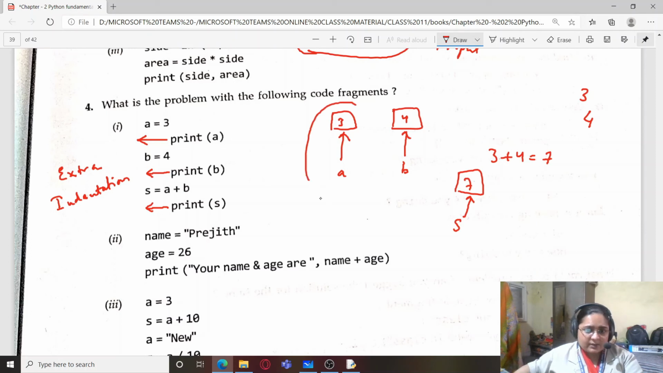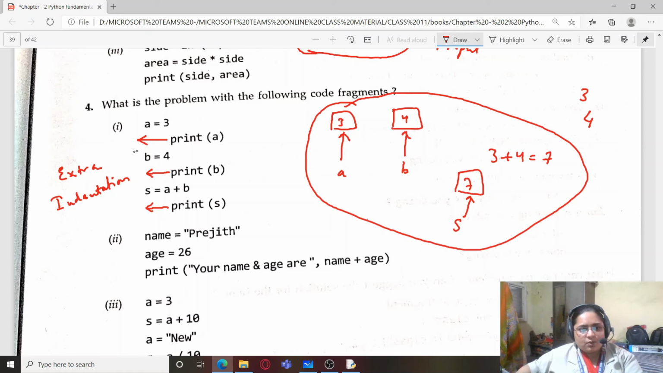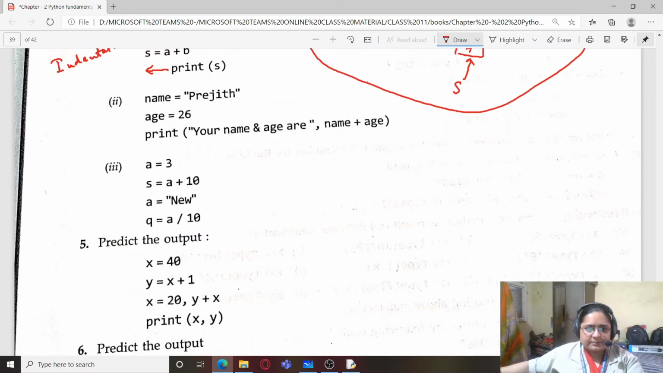And see, I also did this mistake. I proceeded with the execution of the code, but I forgot this basic thing. What is asked? What is the problem? So read the question very carefully before you start attempting the question.